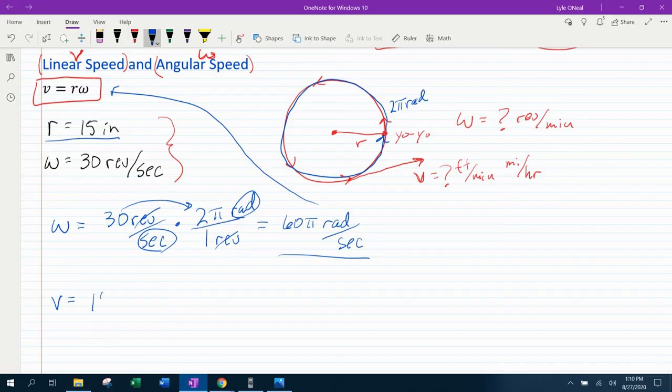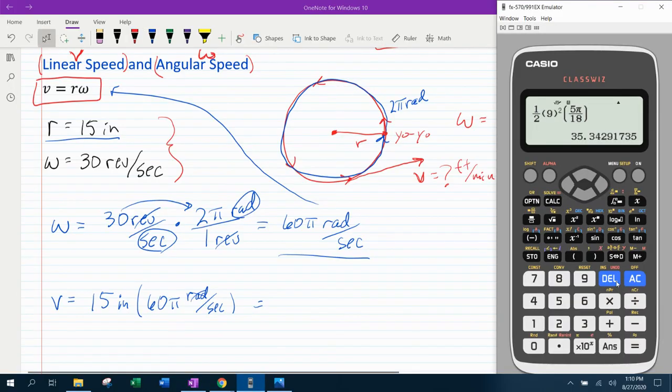So that's going to be 15 inches times 60 pi radians per second. And I guess another thing you need to know is that radians is really unitless. So the radians is going to disappear, and we're going to end up with inches per second when we multiply. So we need to do 15 times 60 pi, which is really just 15 times 60, which is 900 pi.